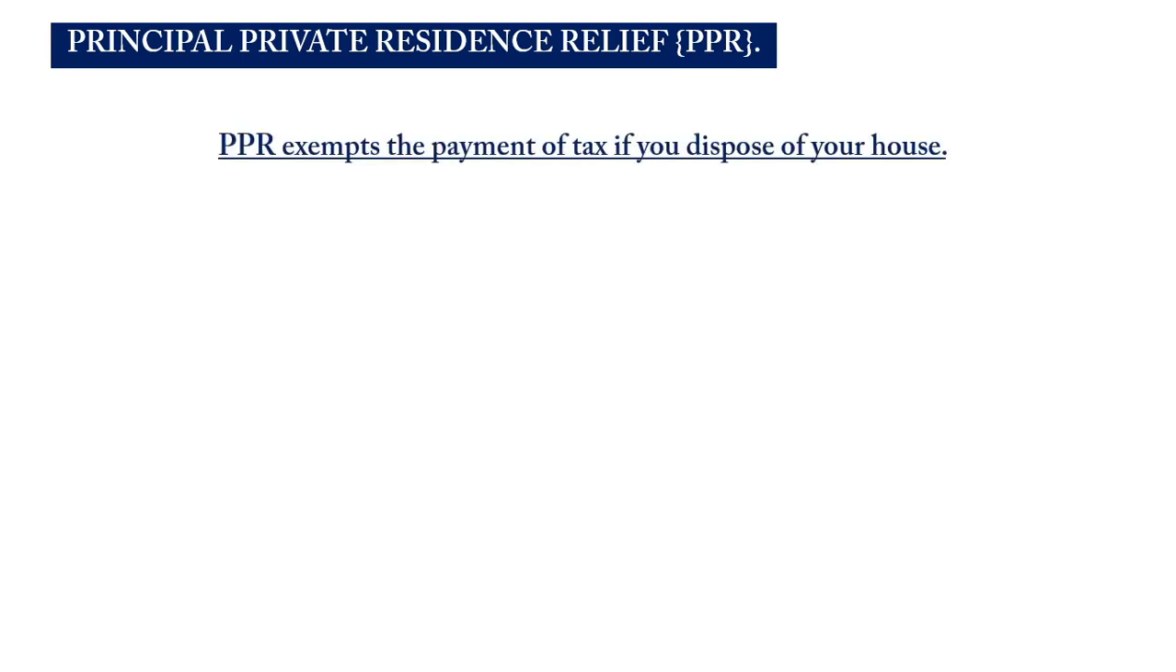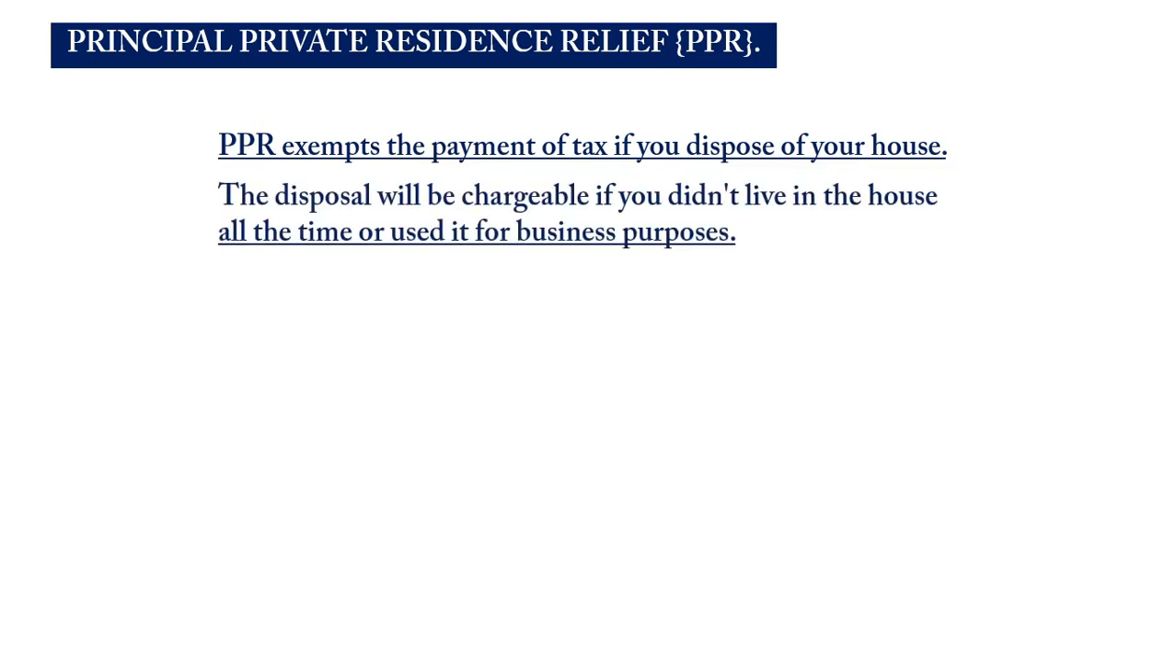Let's come to principal private residence relief. Okay, so this is a relief that exempts the payment of capital gains tax when a house is disposed of. Now, this relief applies when the owner of the house inhabits the building before it is sold. So if the owner didn't live in the house at all times or use it for business purposes, the relief will not apply in full.